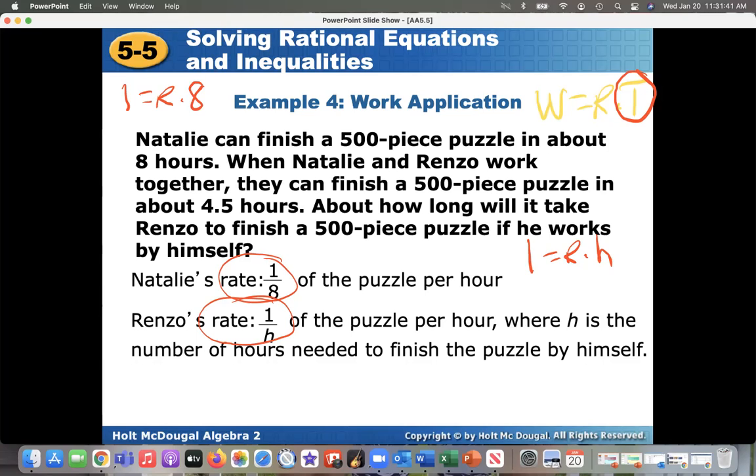So now we're going to put those two rates together, and we're going to go from there. I'm going to stop here and see if you have any questions. Work equals rate times time is a lot like distance equals rate times time. Okay, it's just work rather than distance.